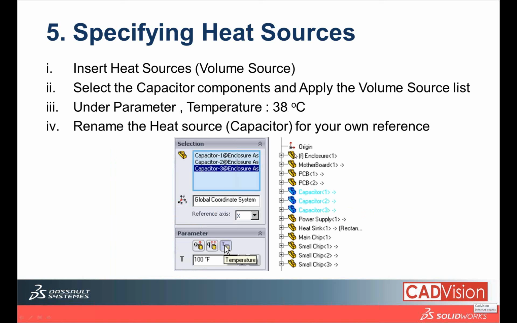The next will be a volume source. Again, insert a volume source and click on the 3 capacitors from the design tree drop down, and we assign that with a constant temperature of 38 degrees Celsius. Again, repeating the same steps, name it as capacitors for our reference. For these capacitors, we do not assign a heat generation. We assign it with a temperature value.